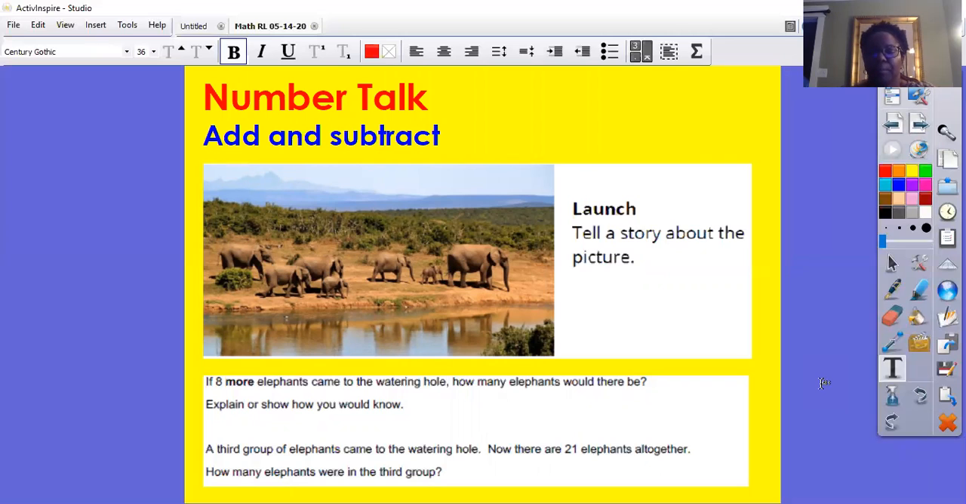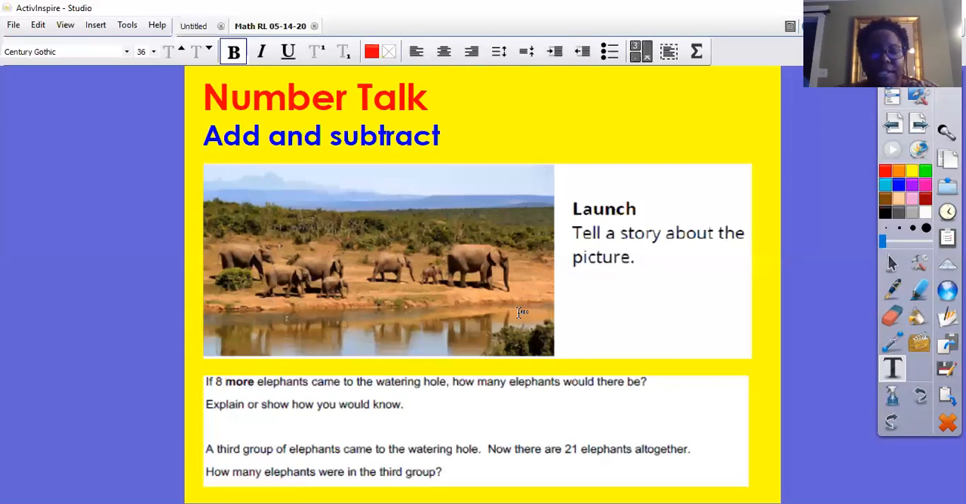You see that there's a picture of elephants. And what you need to do is tell a story about the picture. We have a picture of 1, 2, 3, 4, 5, 6, 7 elephants in the picture. If 8 more elephants came to the watering hole, how many elephants would there be? Could you explain?